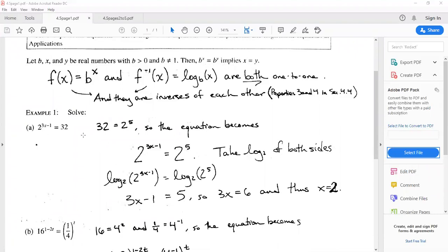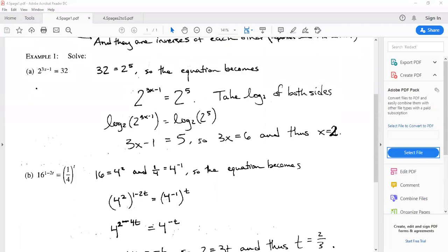So in the first one, we have 2 to the 3x minus 1 equals 32. But we know that 32 is 2 to the 5th. This helps us. So now we can write this equation with the same base on both sides. So we have 2 to the 3x minus 1 equals 2 to the 5th. So now we may take log base 2 of both sides and cancel out the exponentiation. And we just have now that the exponents must be equal to each other, so that 3x minus 1 equals 5. And thus 3x equals 6. And so x equals 2.